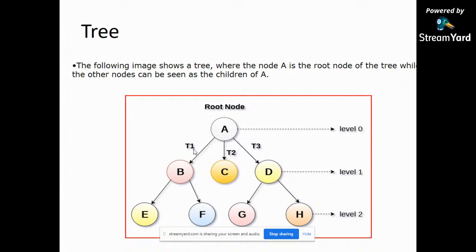Now here, if we see the subtree, root node A will have two subtrees, or you can say three subtrees. One which is having B as the node, second C, and third D. So these T1, T2, T3 are the subtrees of this tree. Now level, we'll study later on, but this is the image which shows a tree data structure.